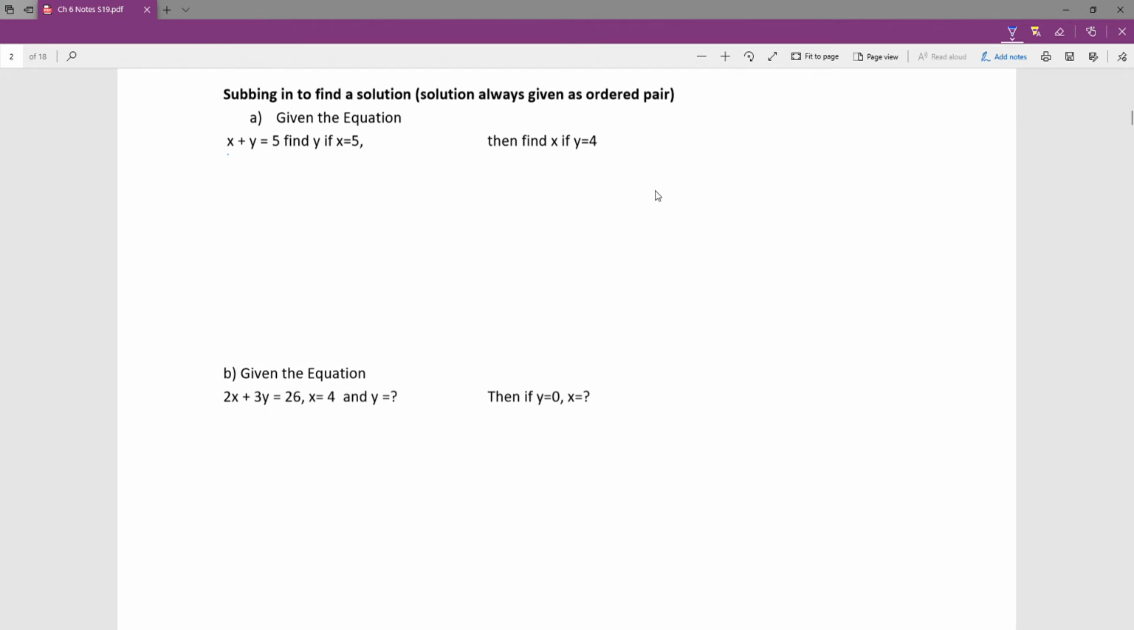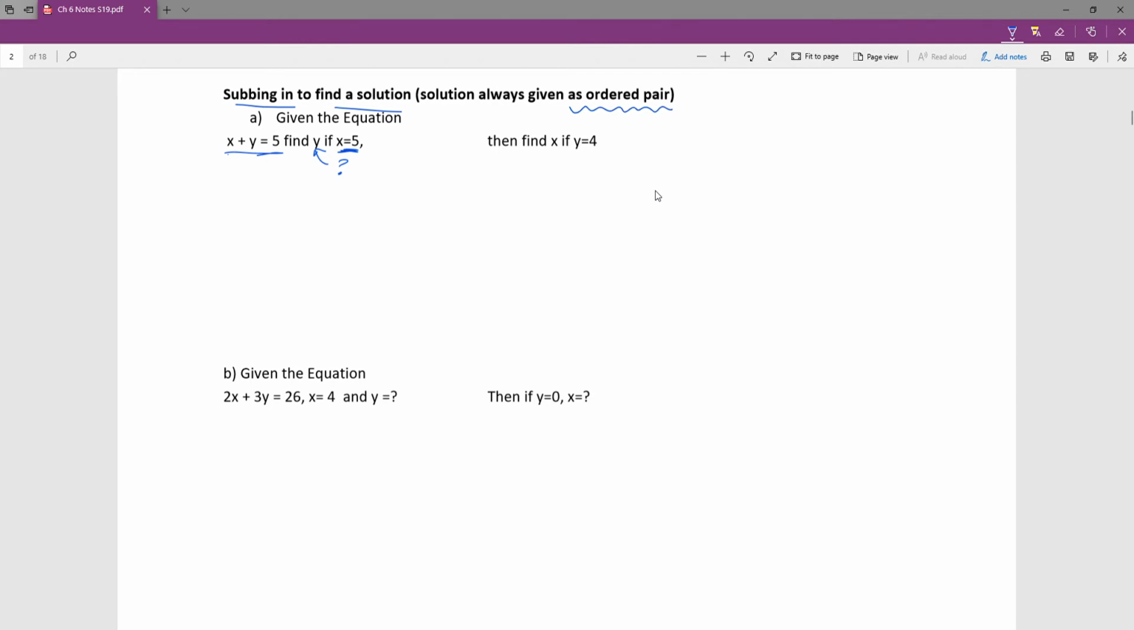So the next section here gives us something else to do with linear equations. So this time we're given a linear equation and part of the solution. So we're given the x value, but we don't know what y is. And so in these ones, what we're supposed to be doing here is subbing in to find the full solution. And in these ones, I think it's a good habit to get into writing your answer as an ordered pair.